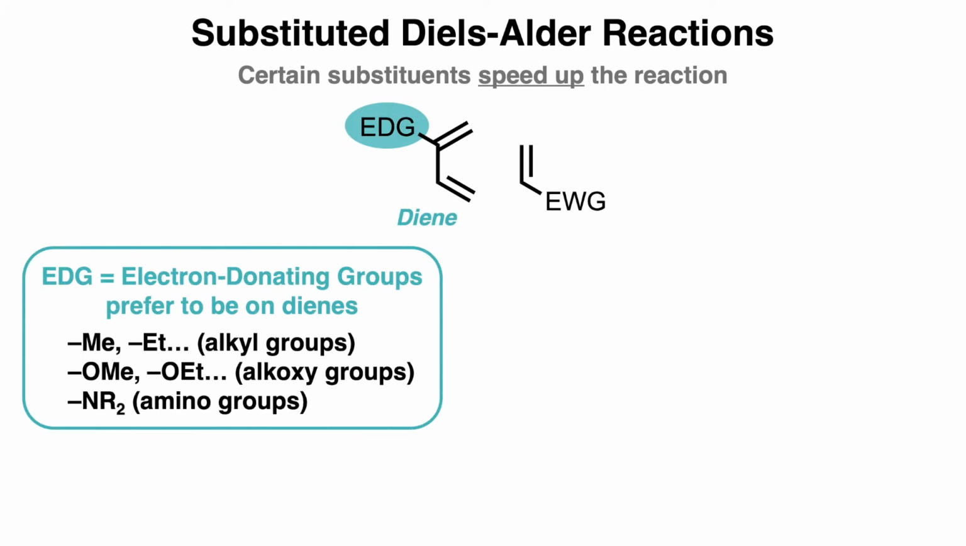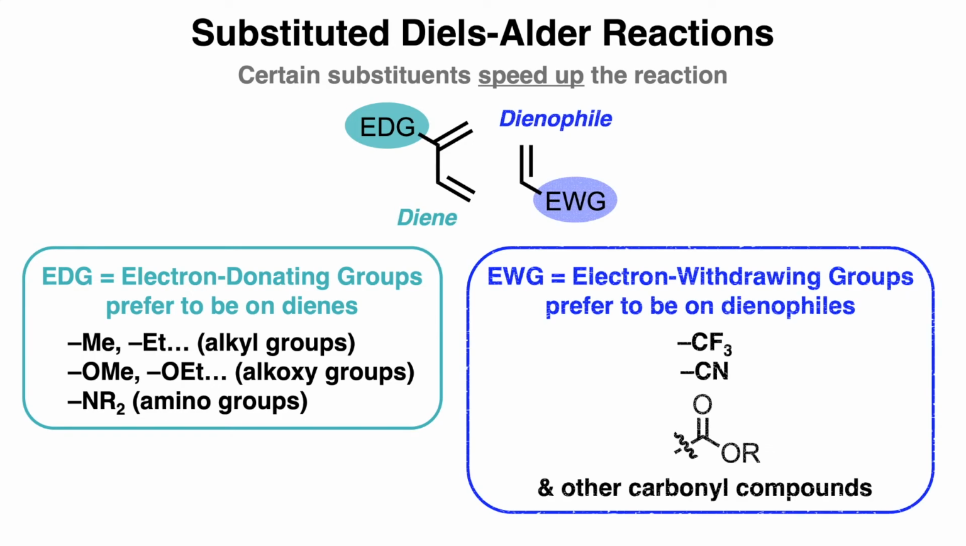A diene prefers to have an electron donating group or EDG. Some examples of EDGs are alkyl groups, alkoxy groups, and amino groups. Dienophiles, on the other hand, prefer to have an electron withdrawing group or EWG. Some examples of EWGs are CF3, CN, esters, and other carbonyl compounds.